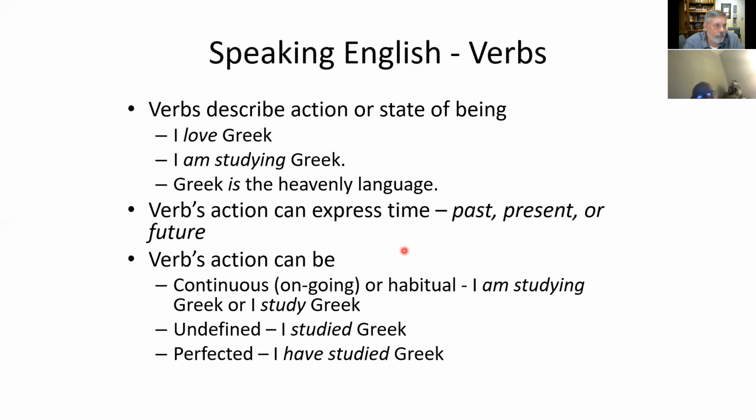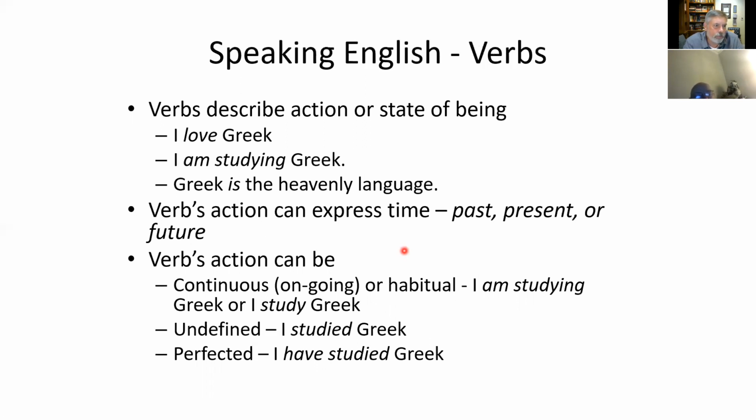And verbs describe an action or a state of being. I love Greek. I am studying Greek. Those are actions. Greek is the heavenly language. That's a state of being. So verbs describe an action. John hit the ball. Well, hit is obviously an action. John was hit by the ball. Still an action, except, well, we'll get to voice in a minute.